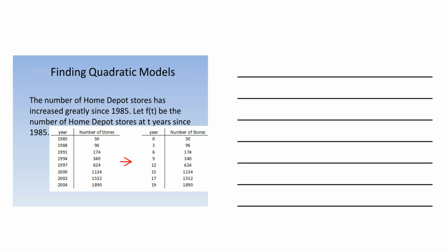So that's my first number on the table there, 0. Then 1988, since 1985 it's been 3 years. 1991, 6 years, etc. Note that the number of stores remains the same in both tables. So let's plot our table.